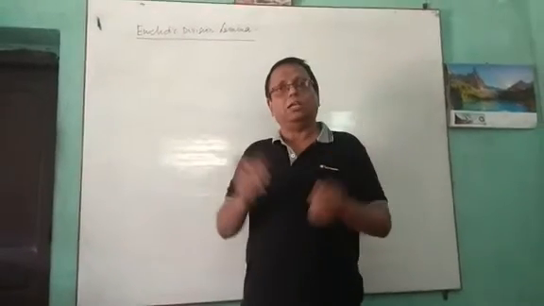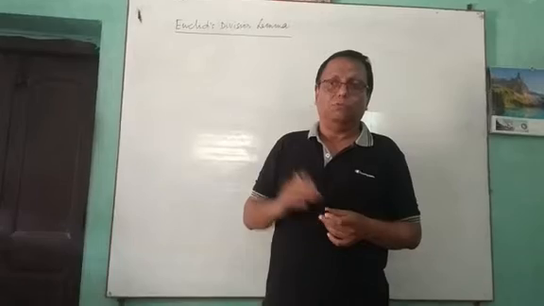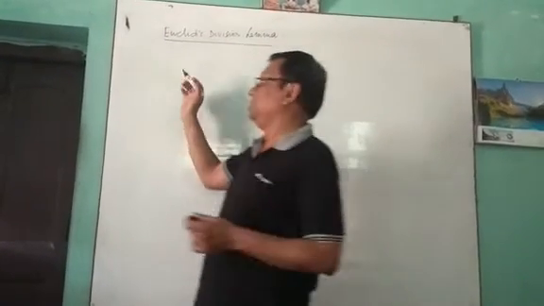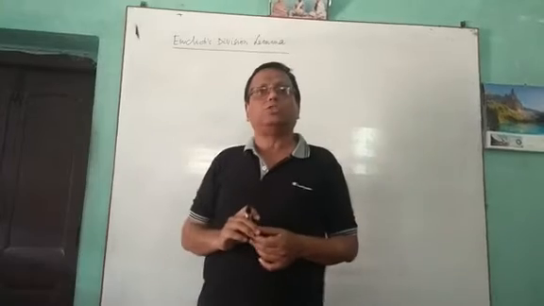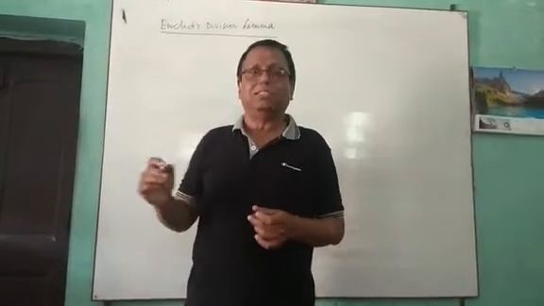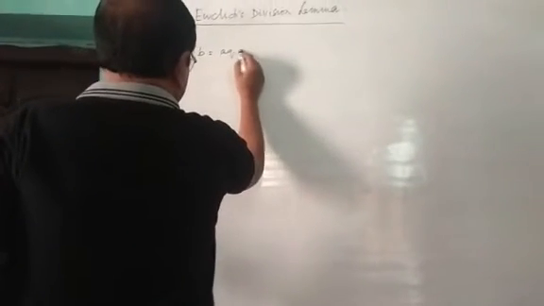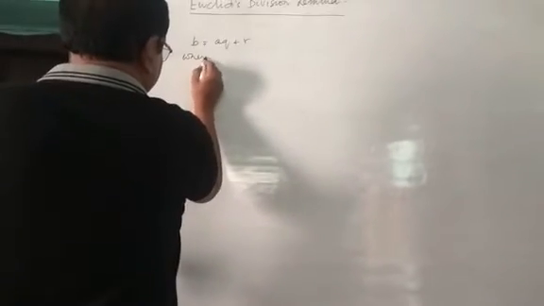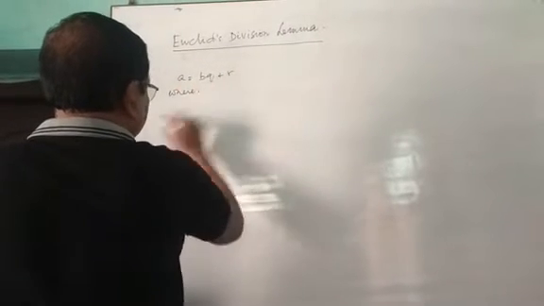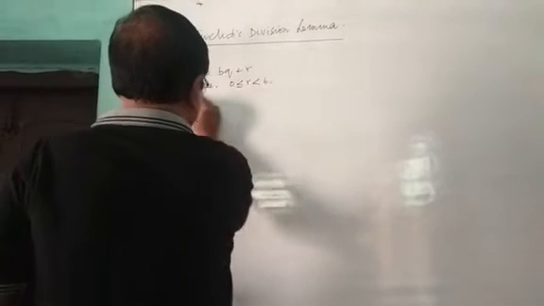In Euclid's division lemma, as I have told you, you must remember that for every given two positive integers a and b, there exist two unique whole numbers q and r such that a equals bq plus r, where 0 is smaller than or equal to r, smaller than b.